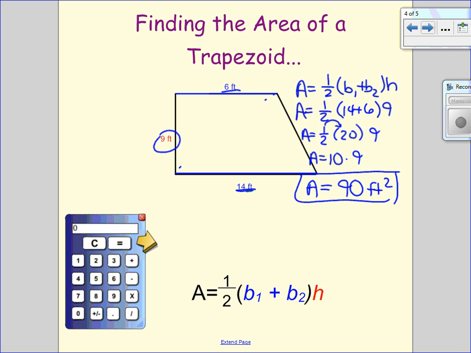Just remember, the trickiest part is you only distribute to what's in parentheses. You don't take half of the height.